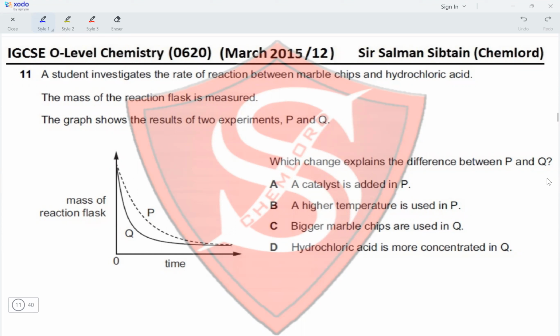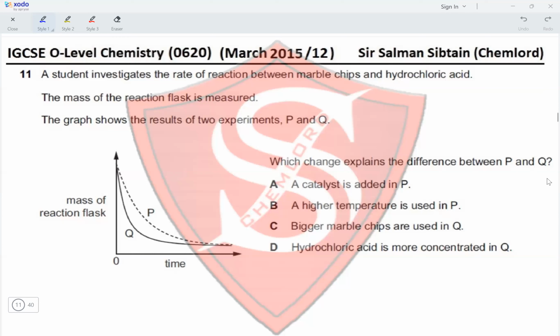So Q is a faster reaction than P, because Q has a greater decrease in mass at a lesser time, and eventually the masses become equal. Okay. So which change explains the difference between P and Q? A catalyst is added in P. So why would the reaction slow down?